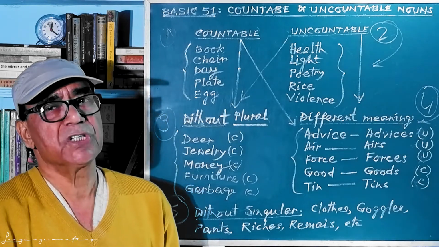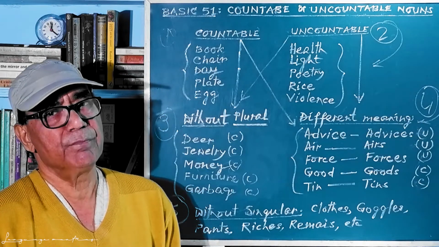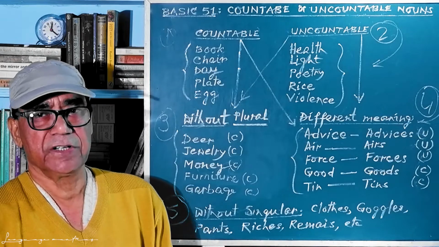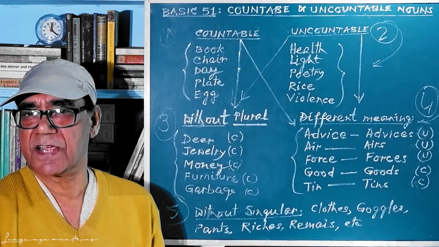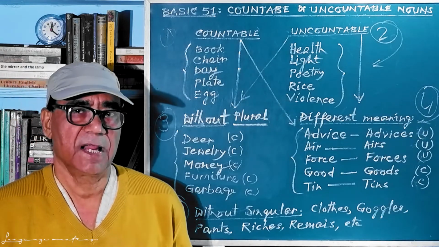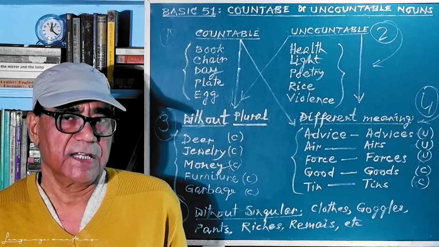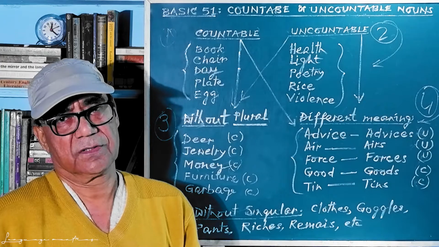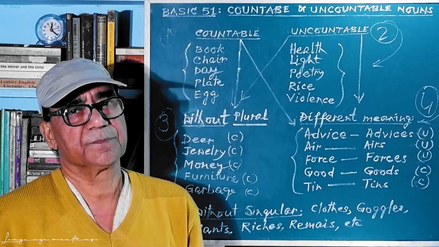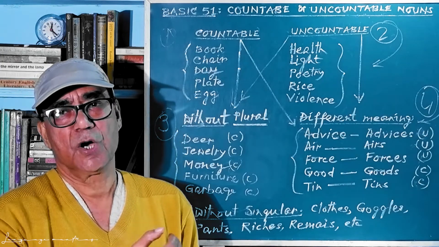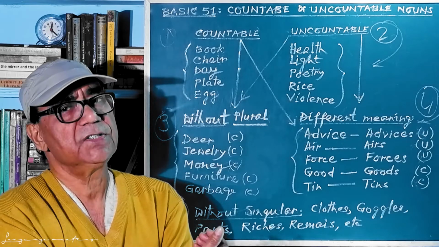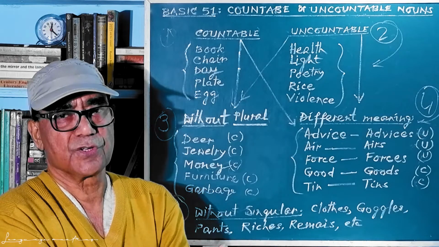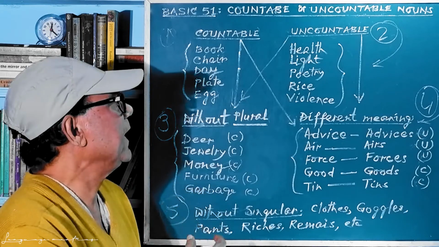You can use some determiner also. Some books, some chairs, some plates, etc. So countable nouns are not difficult to understand. We come to uncountable nouns. Some problems are there. Most of these nouns are common nouns, material nouns, and abstract nouns. So let's see some examples.